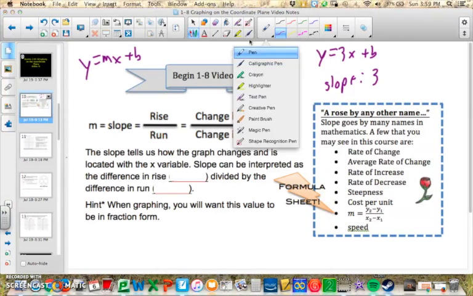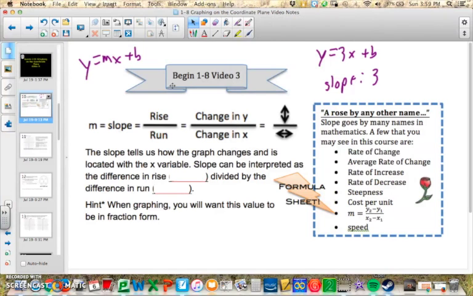Now, as we were saying, slope can be referred to and interpreted as the difference in rise, which is your y values, divided by the difference in the run, which is your x values. Now, when we are graphing, we're going to want to put this in fraction form. If we have a decimal, it's going to be very hard for us to graph with that slope. But remember, your calculators can convert things from decimals to fractions. And if you need help with that, let us know.